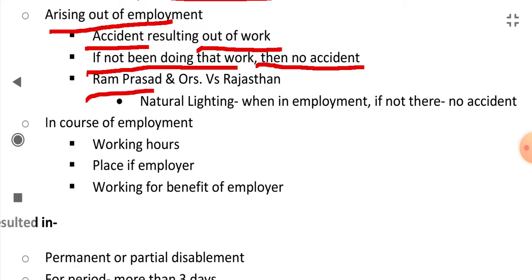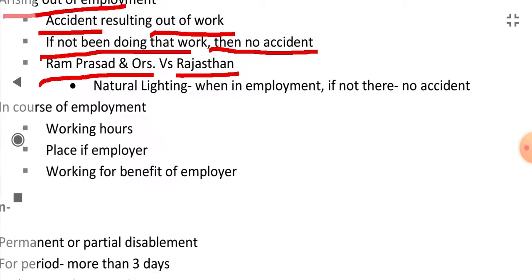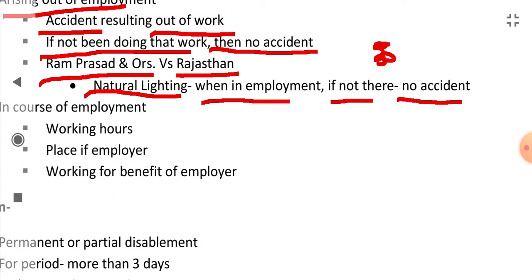In the Ram Prasad and others versus Rajasthan case, natural lightning struck when he was in employment. If he had not been there, there would not be any accident. The person was in employment at that time, lightning struck him, so he was compensated, because it was said that if he was not in employment he would not be there and there would not be any accident.